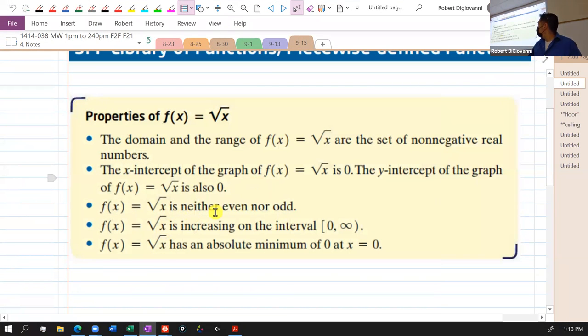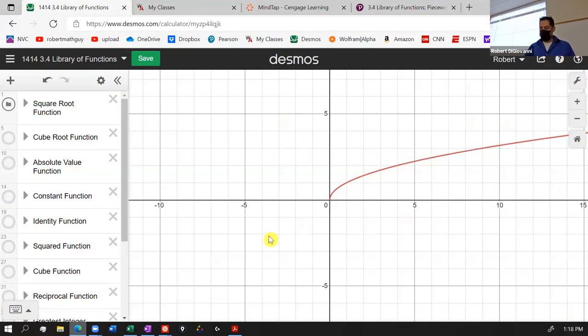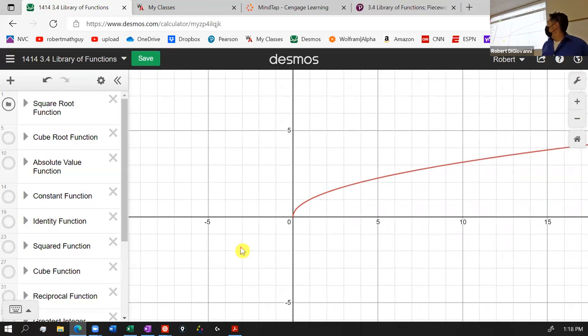So let me just make sure it's neither even nor odd. Okay, it's increasing the whole time. Oh, absolute max and min. We didn't talk about that. So on this function, are there any local maximums? No, you don't see any hilltops, do you? Okay, are there any local minimums? Yeah, there is a lowest point right here, right? Now, what about a global maximum? Well, it keeps going up forever, so there's no global max, but there is a global minimum, right? Or an absolute minimum, and it's zero. The minimum value is zero, and it happens at zero when x is zero. Okay, I think now we can move on.